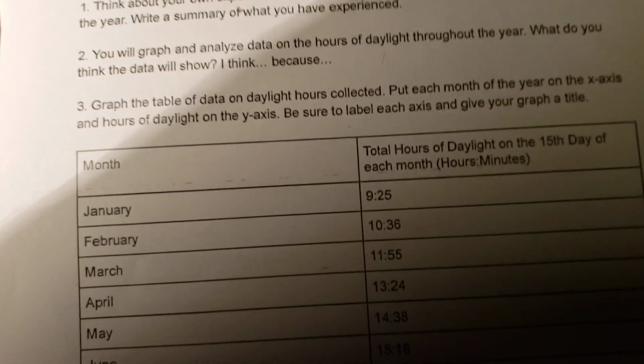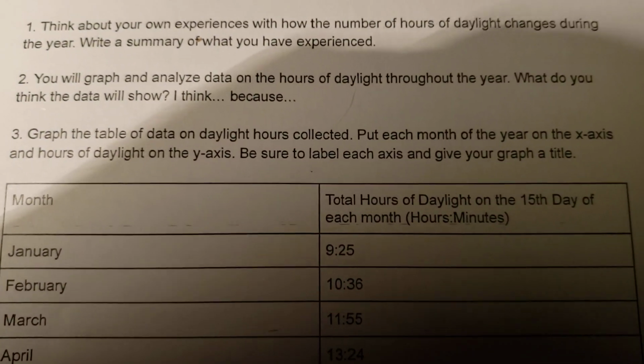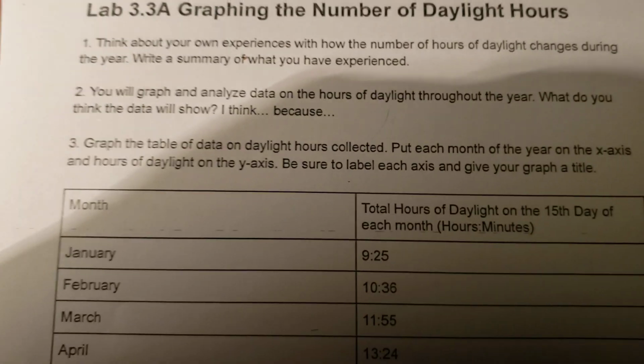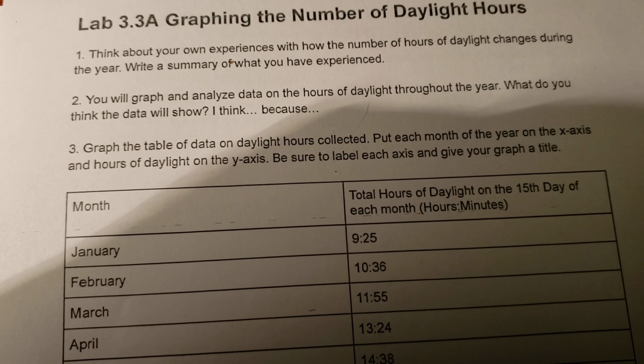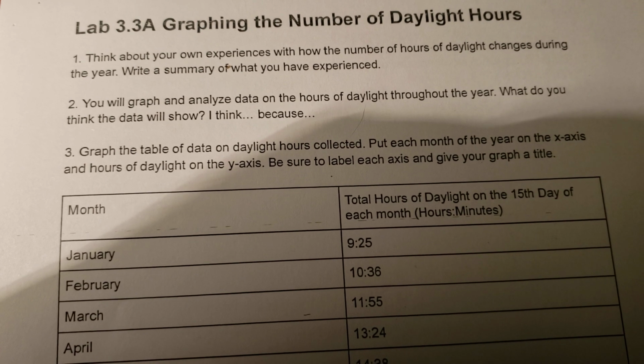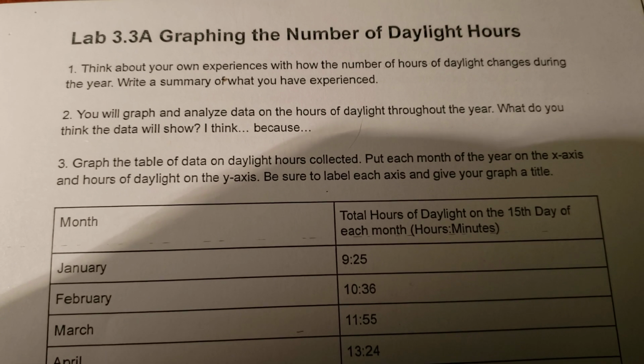All right, so number 3, graph the table of data on daylight hours collected. Put each month of the year on the x-axis and the hours of daylight on the y-axis. Be sure to label each axis and give your graph a title. Okay, so I'm going to walk you through that right now.